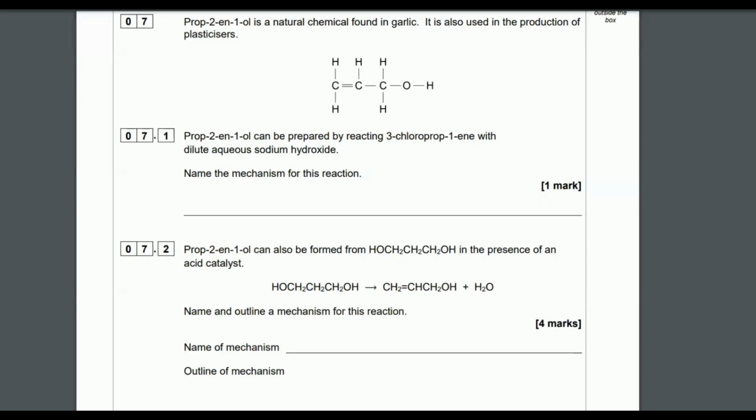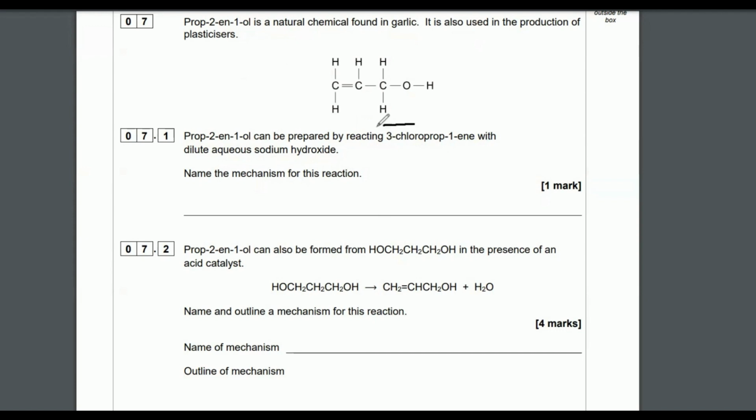Okay, moving on. So we're on question 7. Prop-2-en-1-ol is a natural chemical found in garlic. It's also used in the production of plasticizers. Prop-2-en-1-ol can be prepared by reacting 3-chloroprop-1-ene with dilute aqueous sodium hydroxide. Name the mechanism for this reaction.